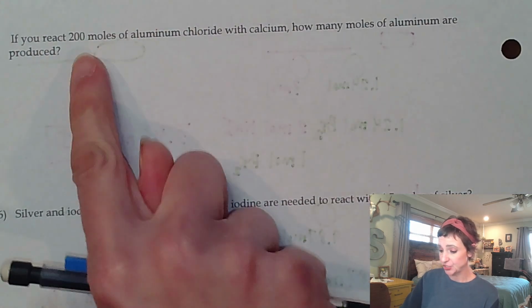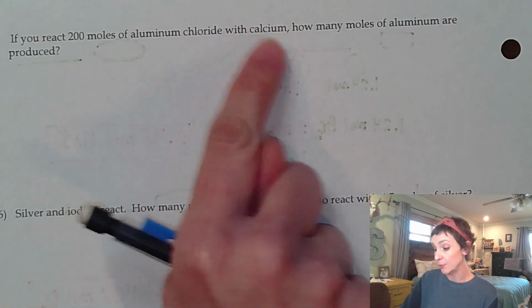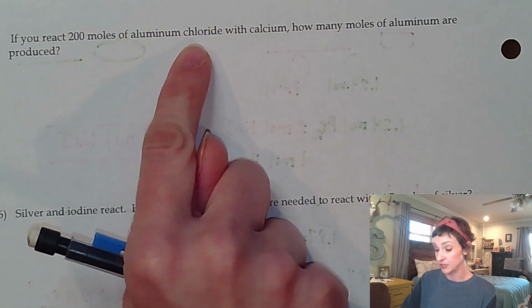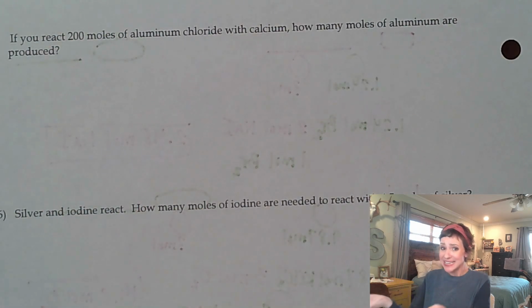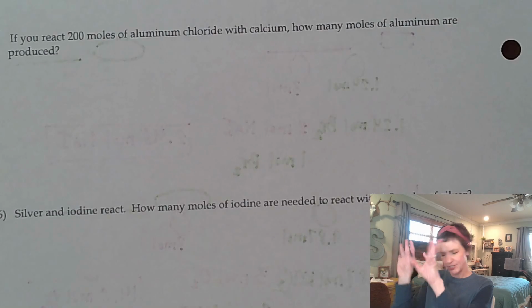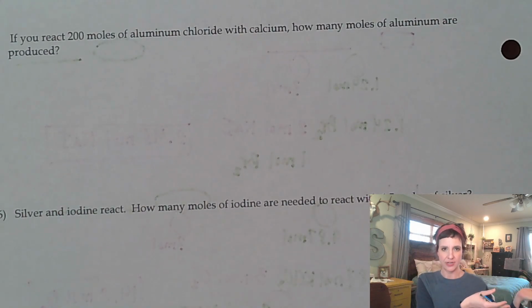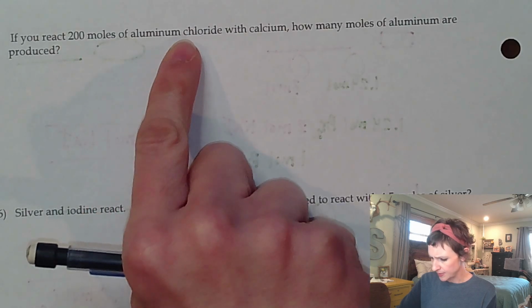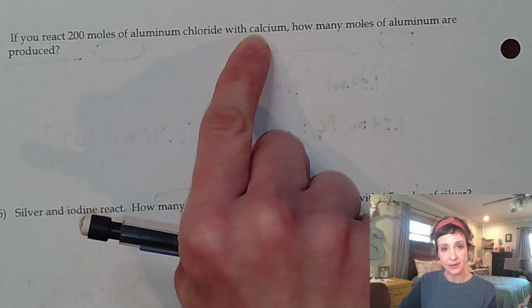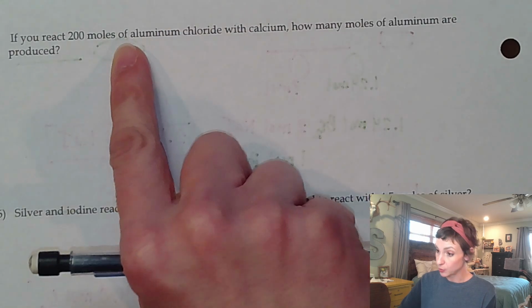It says, if you react 200 moles of aluminum chloride with calcium, how many moles of aluminum are produced? You're like, what is even happening here? We know that as long as I give you the reactants, you can do your magic and you can tell me what the products are. So my goal for reading this is to figure out what my reactants are. Well, my reactants are aluminum chloride reacting with calcium.